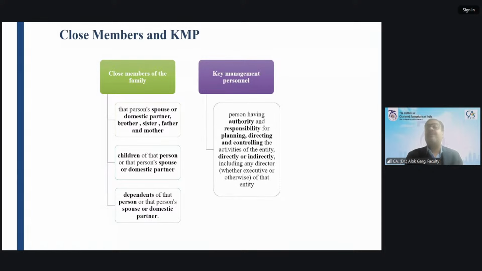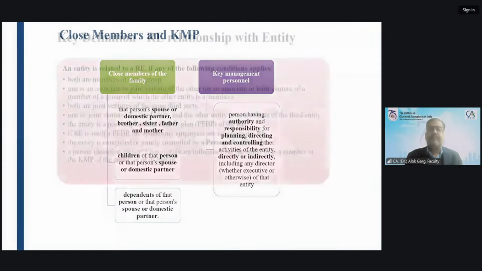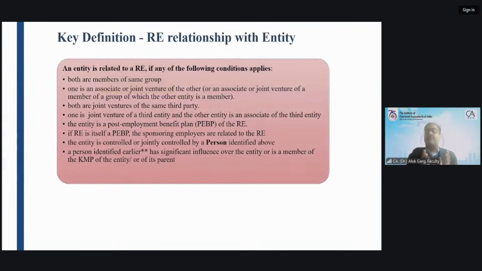Who is the key managerial person? A person having authority and responsibility for planning, directing, and controlling the activity of the entity directly or indirectly, including any director, whether executive or otherwise, of that entity. So KMP is like CEO, managing director, CFO, whole-time director, compliance officer and company secretary, directors. These are the KMPs. Now we understood the relationship of a related party with a person.